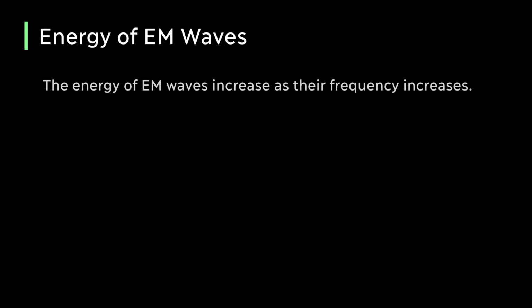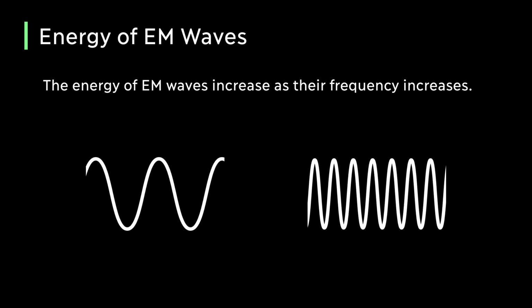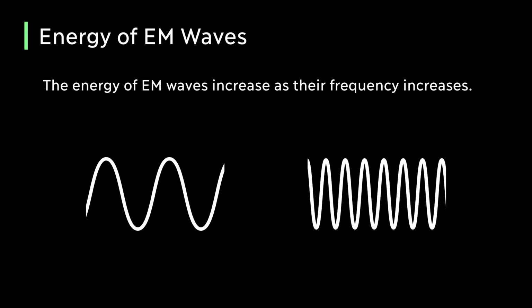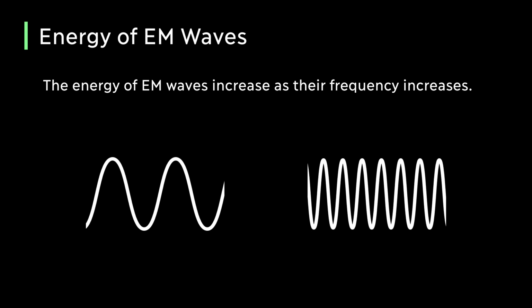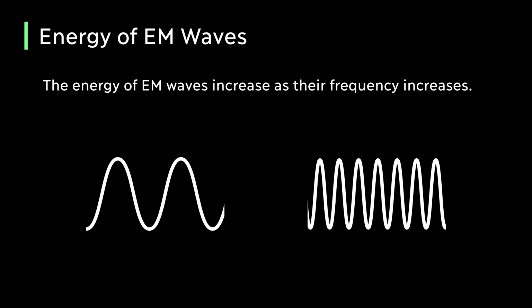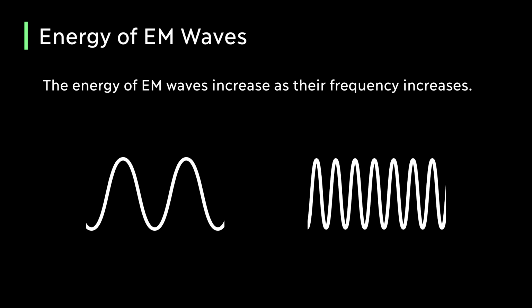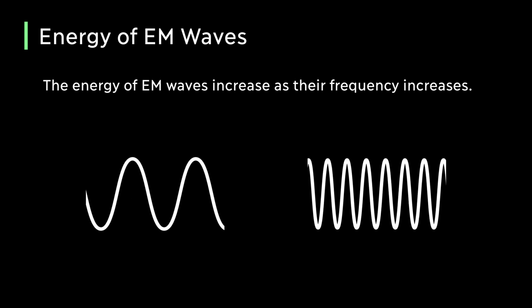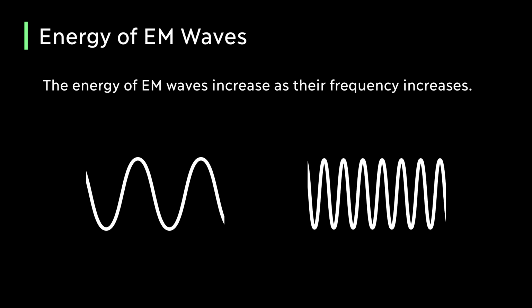Finally, I'd like to emphasise that the energy of EM waves increases as their frequency increases, and thus their wavelength decreases. If you imagine each wave cycle as a packet of energy, the one with the higher frequency will be transferring more packets in a second, so it's got a higher energy. The wave below on the right is more energetic than the wave on the left.